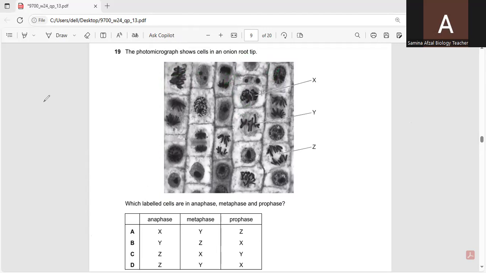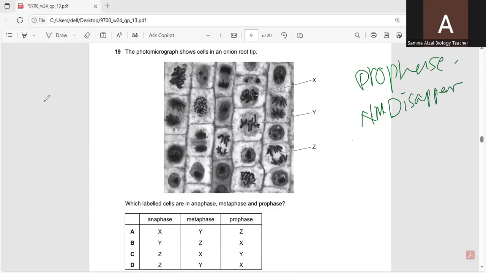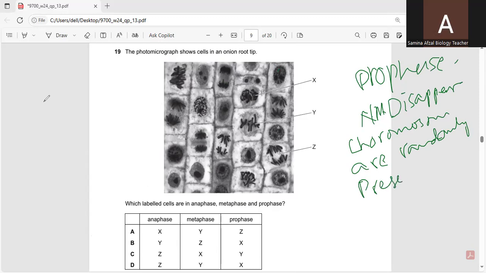first of all, what is prophase? Prophase is the phase in which the nuclear membrane disappears. Chromosomes are randomly present, condensed and visible.